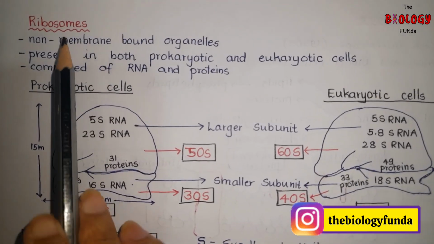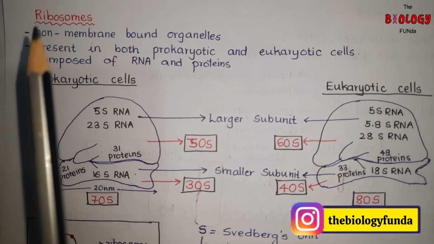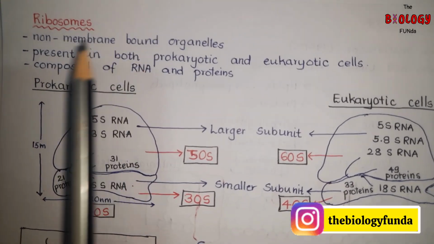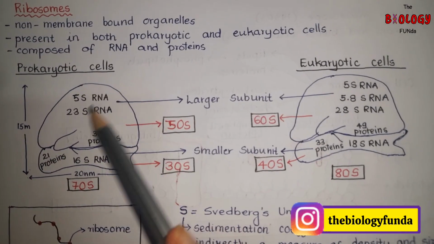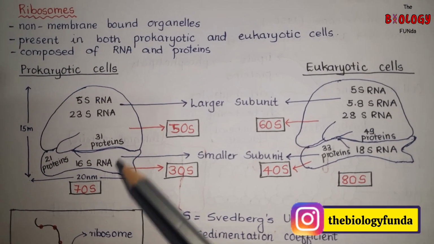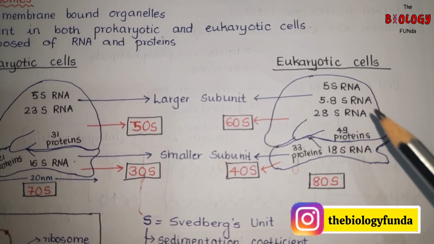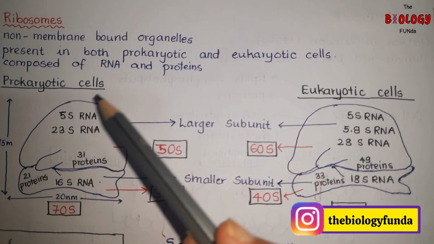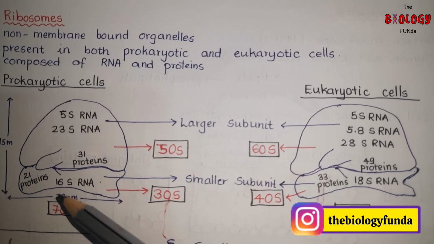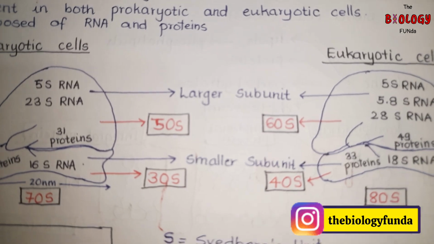Let's learn about the ribosomes. Ribosomes are those organelles which do not have a membrane. They are found in prokaryotic as well as eukaryotic. In prokaryotic, the ribosome found is 70S. In eukaryotic, the ribosome found is 80S. These ribosomes are made up of two subunits, the larger subunit and the smaller subunit.